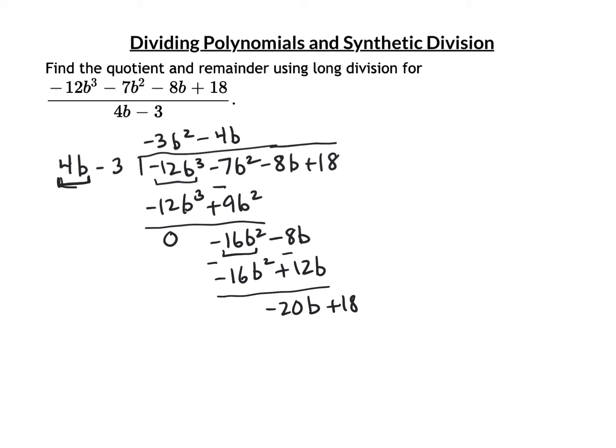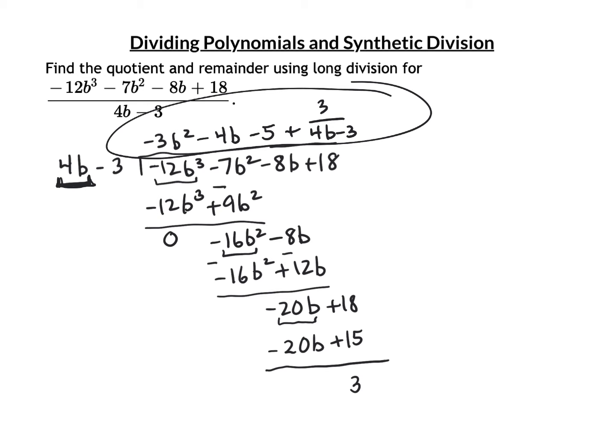What do I multiply 4b by to make negative 20b? That would be negative 5. And I get negative 20b plus 15. Negative 5 times 4b, negative 5 times negative 3. And I subtract, and I get 3. So the remainder is added on, plus 3 over 4b minus 3. And there's my answer. If I multiply 4b minus 3 times my answer, I get that dividend.